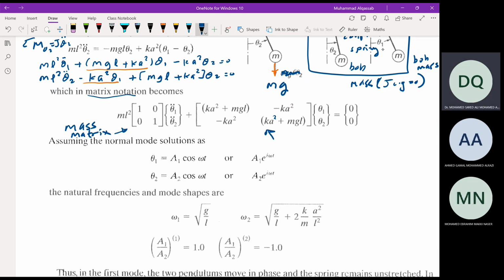And we call this matrix the stiffness matrix. The matrices should be symmetrical. And the mass matrix should be positive definite, which means that its determinant is not 0. Otherwise, you have no solution. So the mass matrix should be positive definite, which means the determinant is not 0, and the stiffness matrix should be symmetrical. Both should be symmetrical.